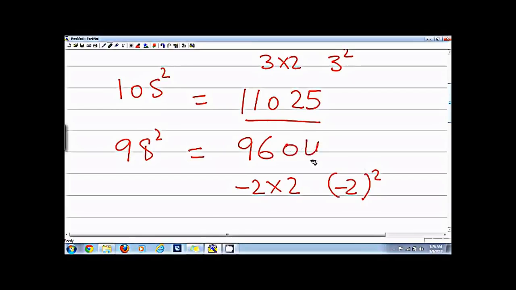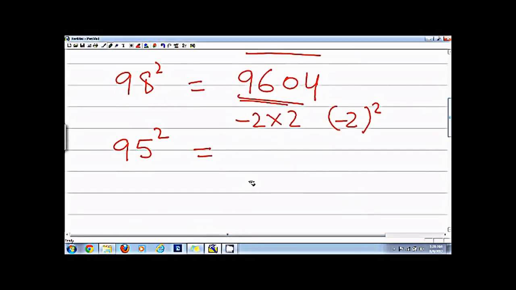Now similarly, if I have 95 square, in this case I will say 5 minus 5 into 2 is 10, so I'll say 90, and then minus 5 square, that is 25. So the answer is 9025.